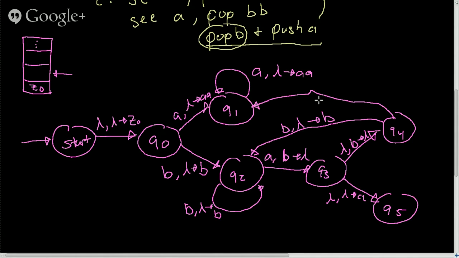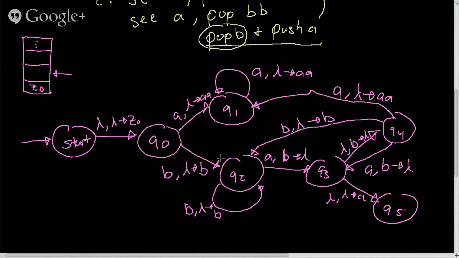Or if we see an A, it's a terrible arrow. We see an A, lambda can go to AA. And we can also have, if we see an A and we still have B's on the stack, then we can go here, where A, if we see an A, then B goes to lambda. So it's getting a little messy, but that's okay.